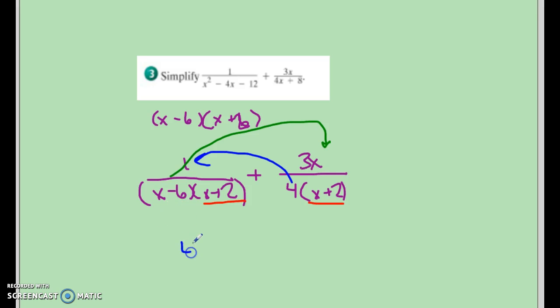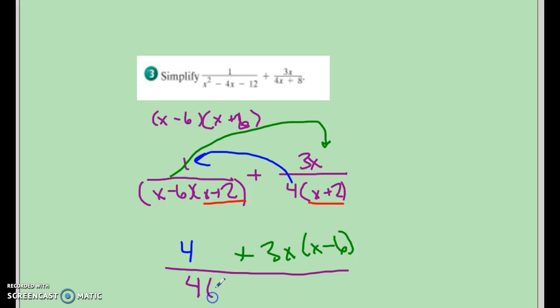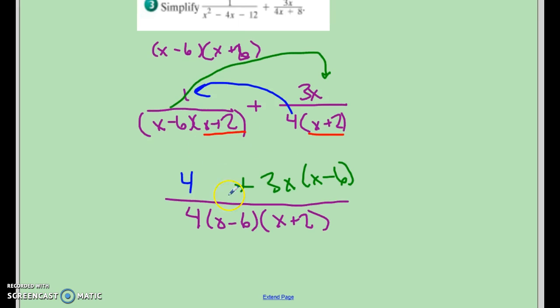So I end up with 4 in my numerator there, and I end up with 3x times x minus 6. And all of that is over my common denominator, which is all of the pieces. So I have a whole number, and then I have x minus 6. So I go ahead and write the things that are different first, and then the thing that they share is this x plus 2. So now I can go ahead and continue to simplify.